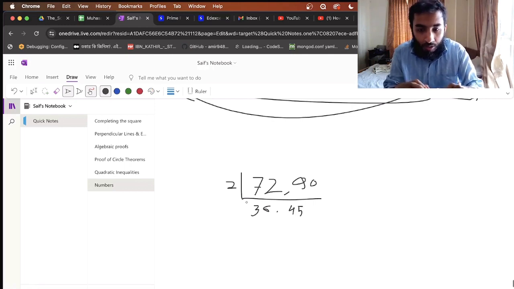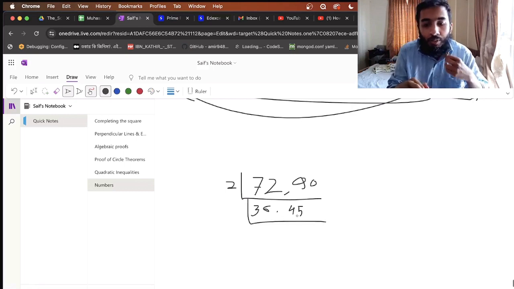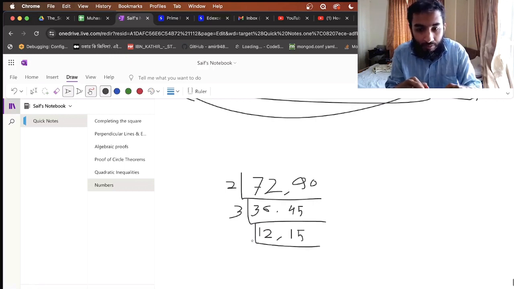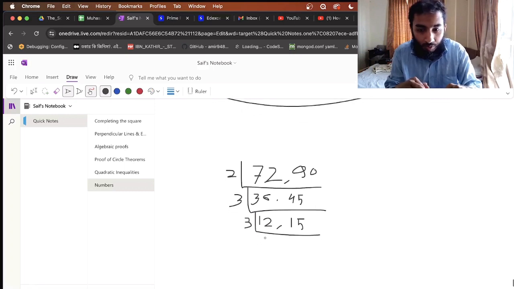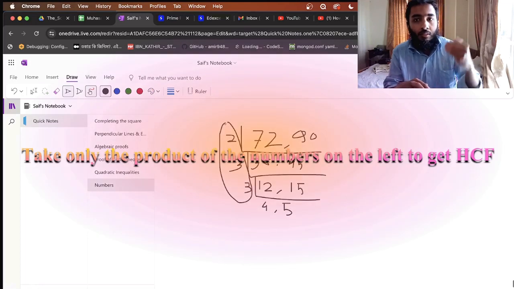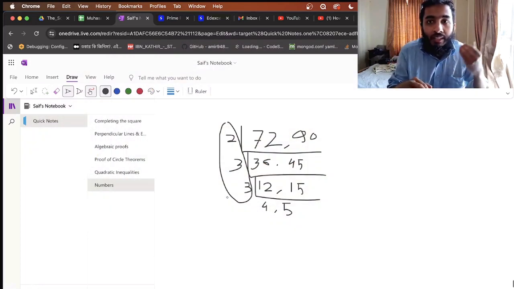Okay, so 36 can be divided by 2, but 45 cannot be divided by 2. But both can be divided by 3. So if I use 3, if you divide 36 by 3, you get 12. And if you divide 45 by 3, you get 15. And both 12 and 15 can be divided by 3 again. So 3 4s are 12 and 3 5s are 15.